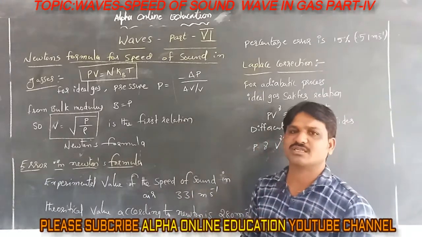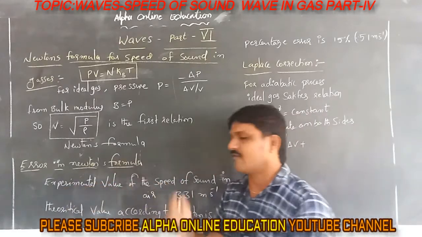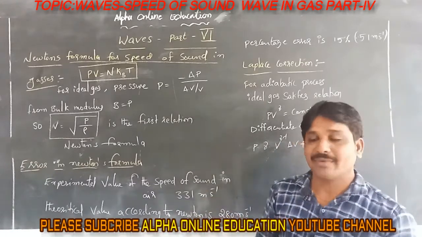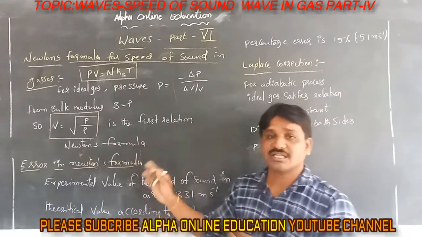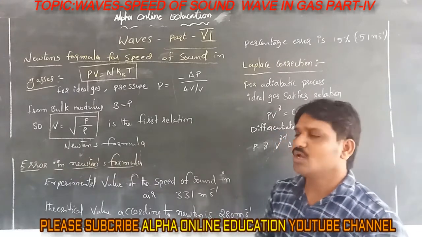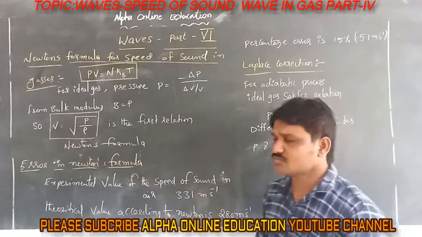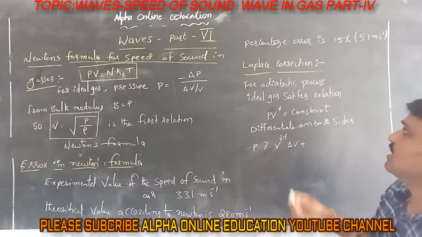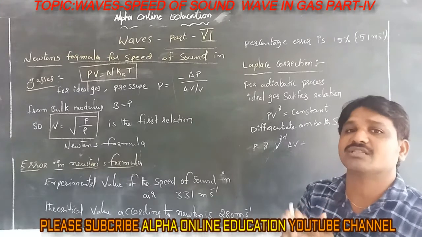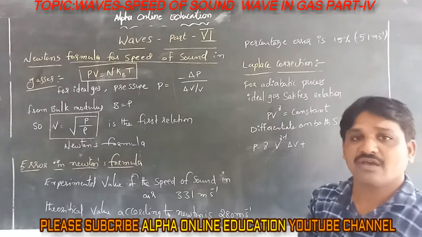According to Newton's formula, we can't get the actual speed; the experimental results did not match that formula. The experimental value of the speed is 331 meters per second, but according to Newton's formula the theoretical value is 280 meters per second. So there is a flaw, an error of about 15% between the experimental and theoretical values, that is 51 meters per second, so this formula is not to be used for the speed of sound in gases.